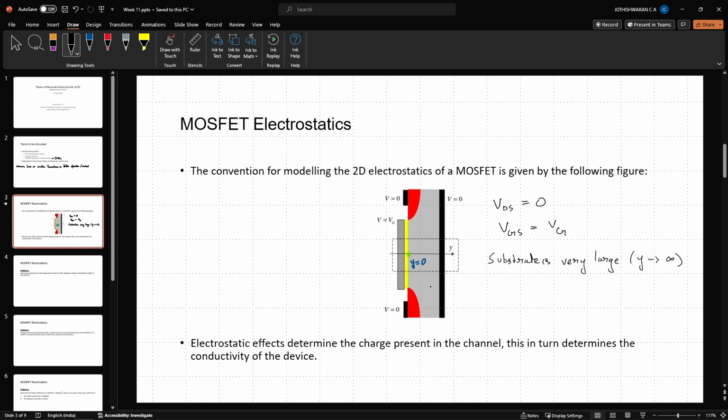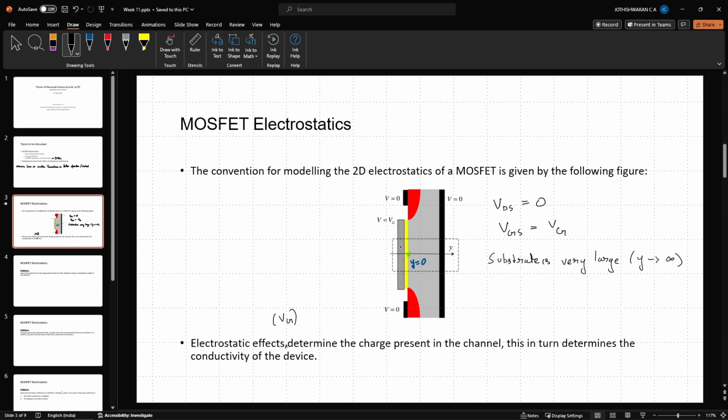Okay, so primarily electrostatic effects. By electrostatic effects, what I mean is Vg determines the charge present in the channel, and this in turn determines the conductivity of the device. If enough charge is not present, the device is in an off state. If the right amount of charge is present, then the device is on, either in the linear region or in the saturation region. Linearity and saturation are determined by the value of VDS, so we don't care about that. It will conduct if the device is on, it will not conduct if the device is off, and that is determined by the value of Vg.